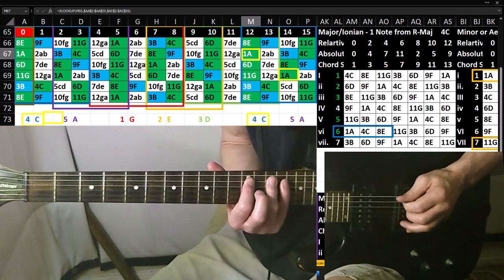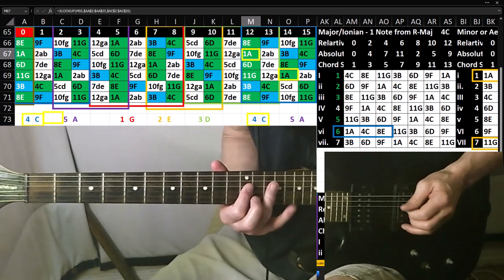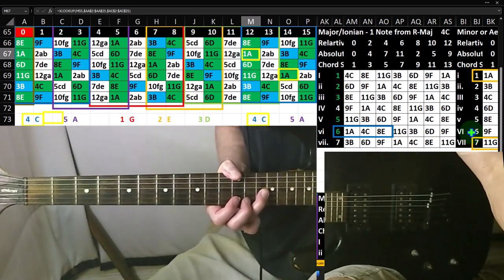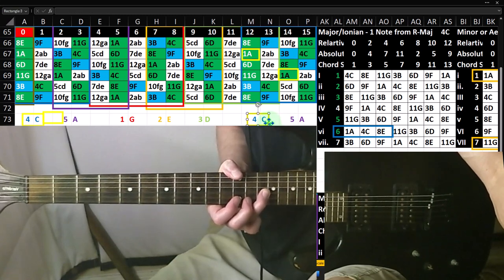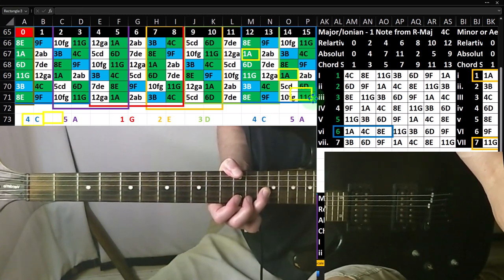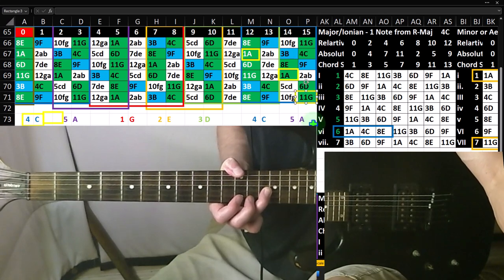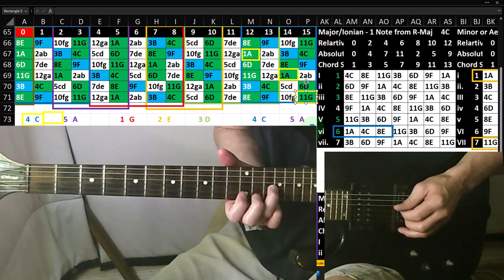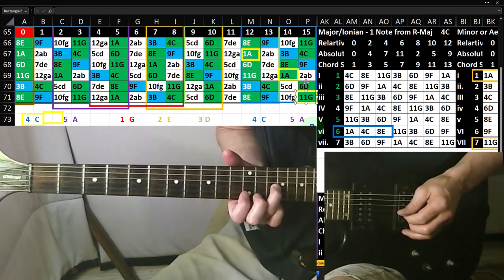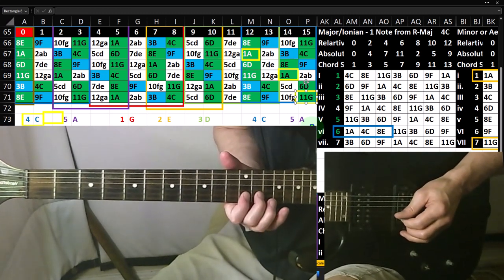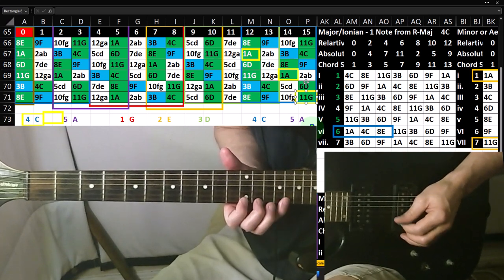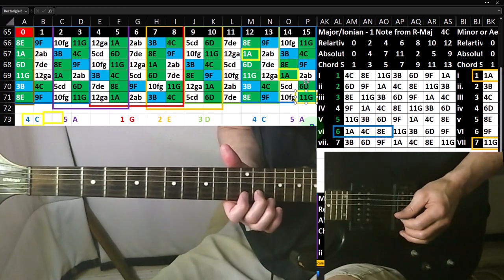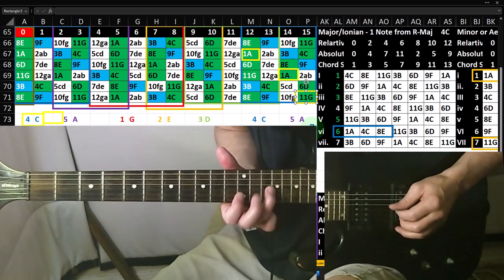So 6, 7, 8, or 1, 2, 3, 4, 5, 6. So then I've started it from 6 to 6 instead of 1 to 8 or back to 1, and that brings me to, from this A, I'm going to go down to this G and then back up again. So now I'm on this A. I'm going to say this is going to be now the 6, and then 7, 8, or 1, 2, 3, 4, 5, and then back down 5, 4, 3, 2, 1, or 8, 7, 6.